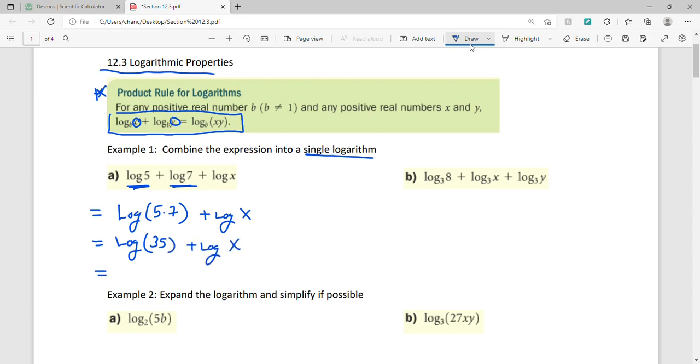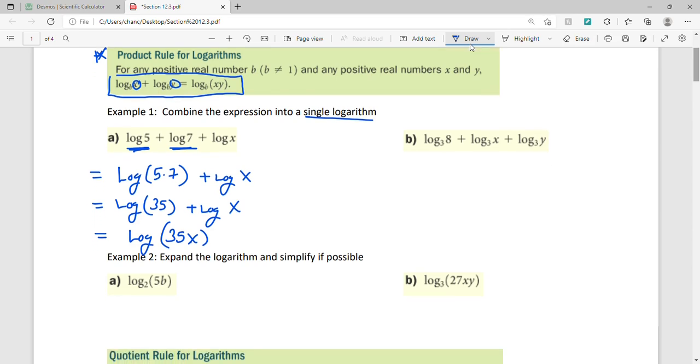And now we could add log of 35 plus log of x using the product rule, which means we could multiply the arguments together. So this is log 35x. I could also use parentheses around the 35x so that the reader knows the argument is 35x.